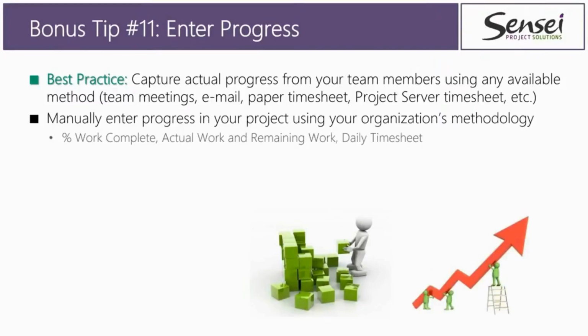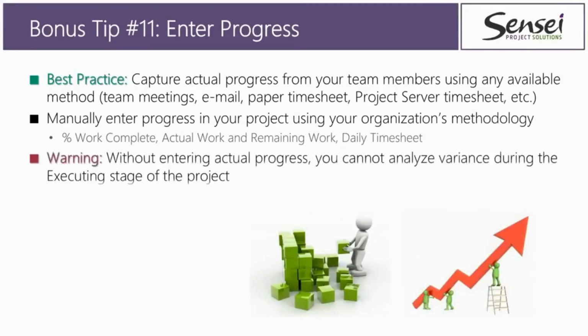And generally there's 3. You can enter progress using percent of work complete, actual work, and remaining work, or the use of a daily timesheet. But remember this as well. Without entering actual progress, you cannot analyze variance during the executing stage of the project.